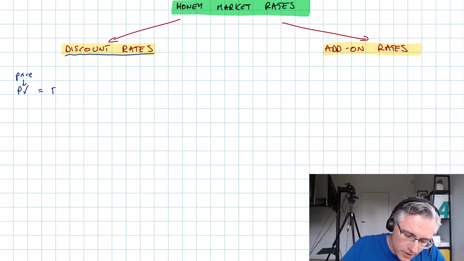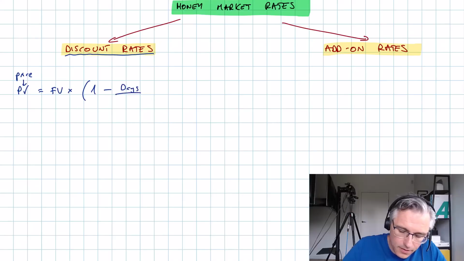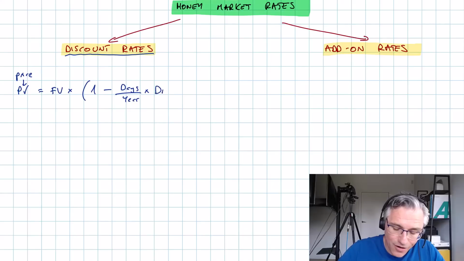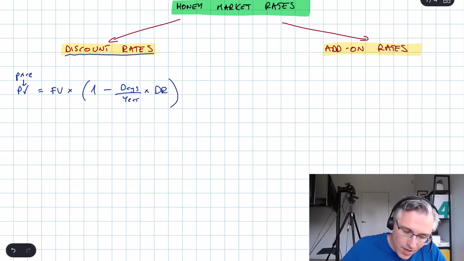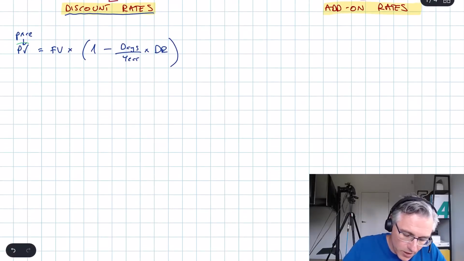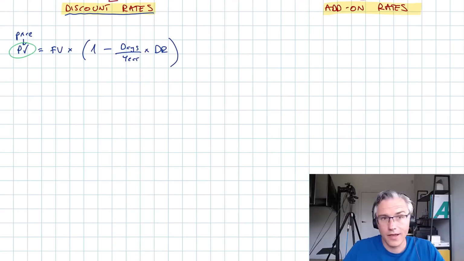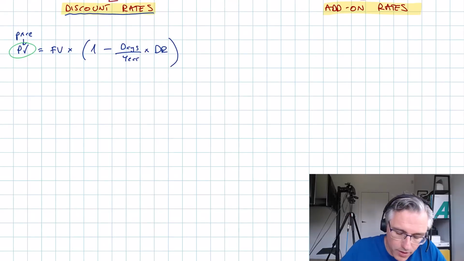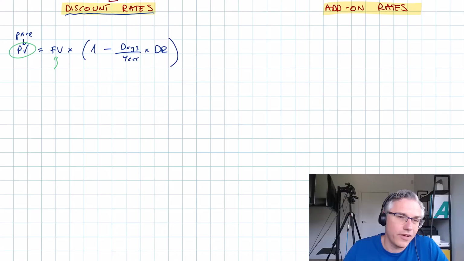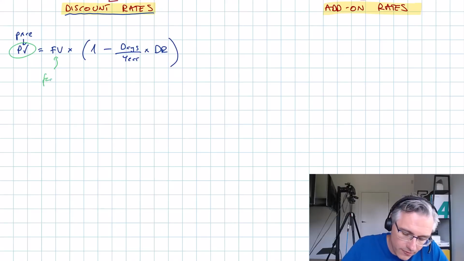So PV equals FV times (1 minus days divided by year times the DR). Now, FV here, so we know that PV is the price today, right? The price at which the instrument should be trading, or is trading. The FV is, of course, future value, but this is the value at maturity. So basically the face value of the security, how much you're going to get when it matures.